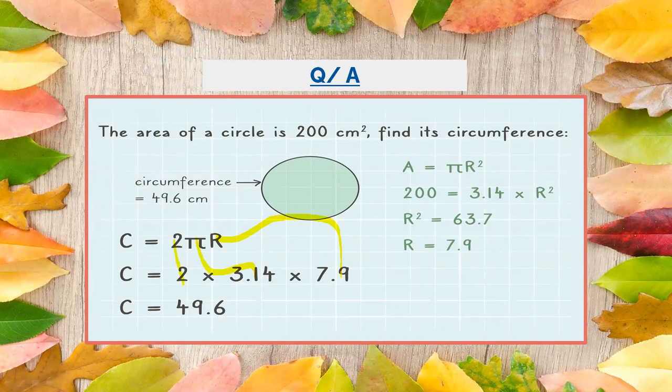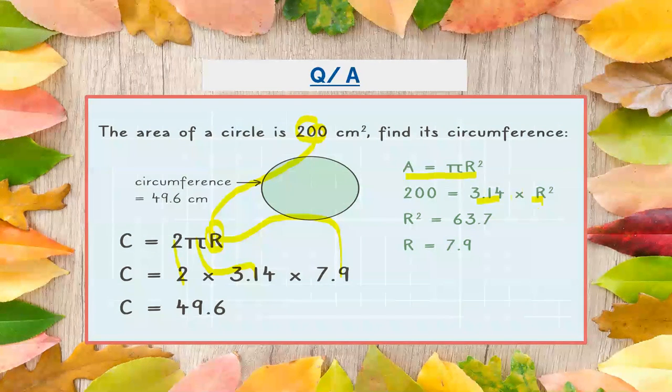But what about the radius? Actually, the radius is not given to us, so we have to find this radius by using the area. What is the formula for area? A is equal to pi r square. The value of pi is 3.14, and r square stays as it is. So this is going to multiply. I can move it to the other side. We know the rule of mathematics.